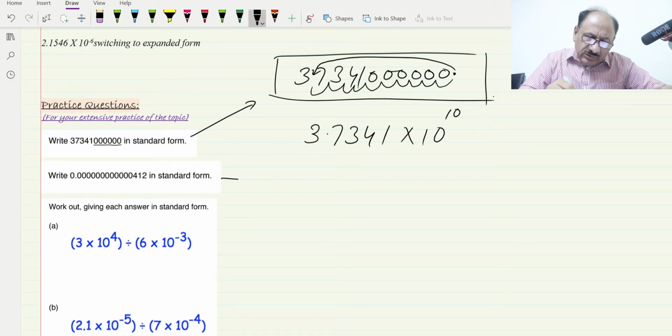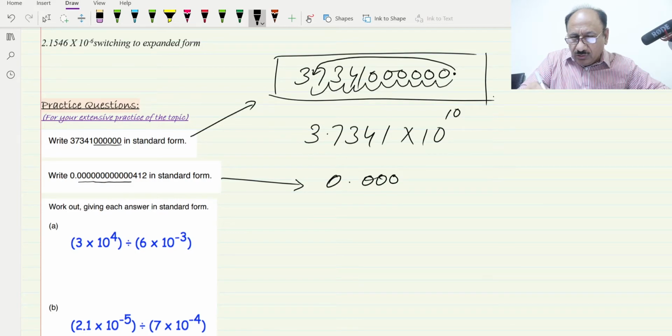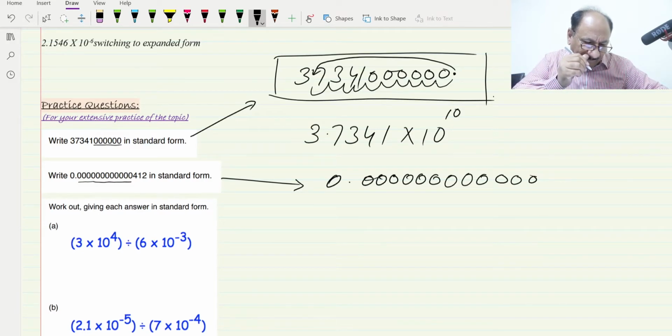Now similarly, in this question, how many zeros are there? We can count them: 1, 2, 4, 6, 8, 10 and 12. So 12 zeros are there. So 0.000000000000412, twelve zeros and then 412.